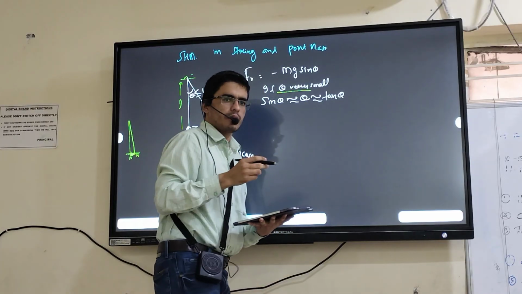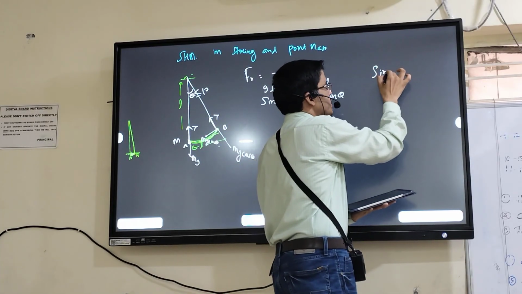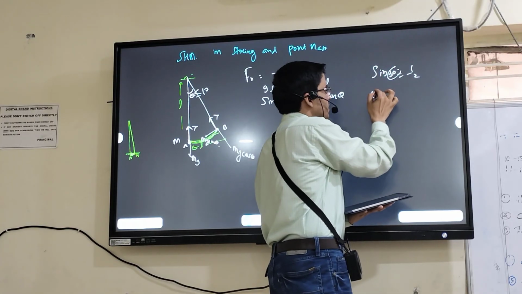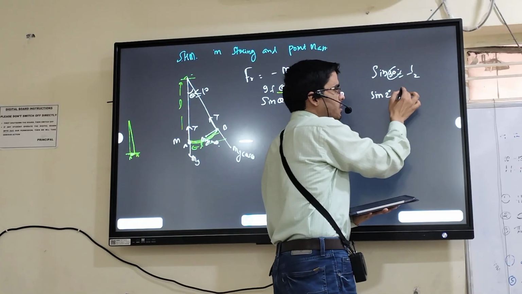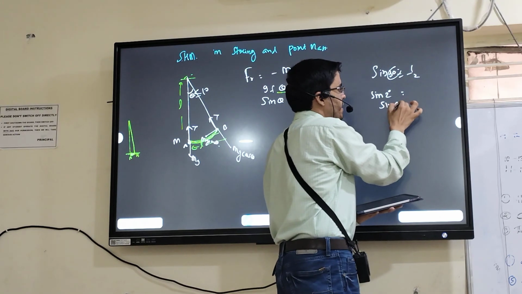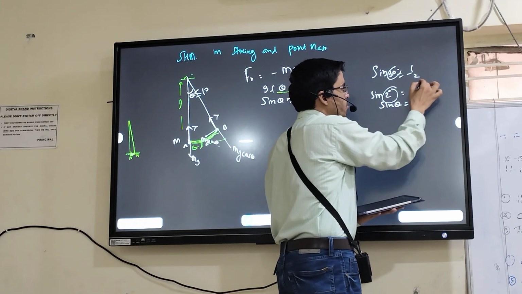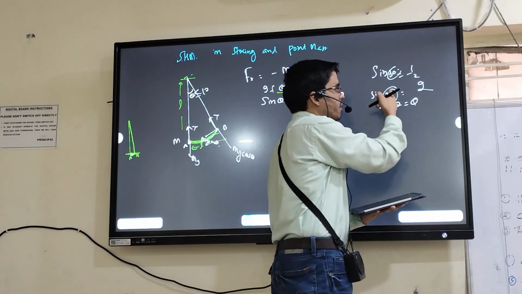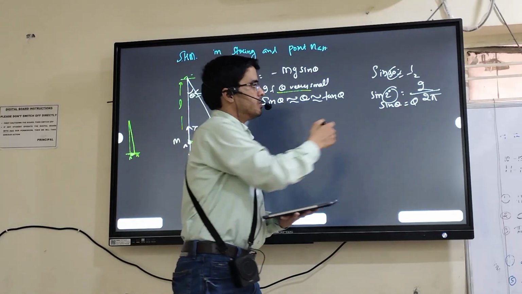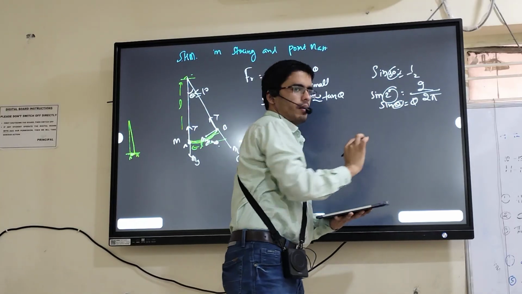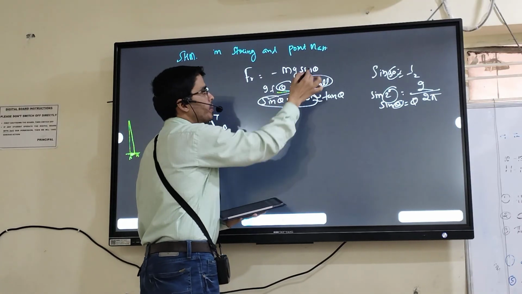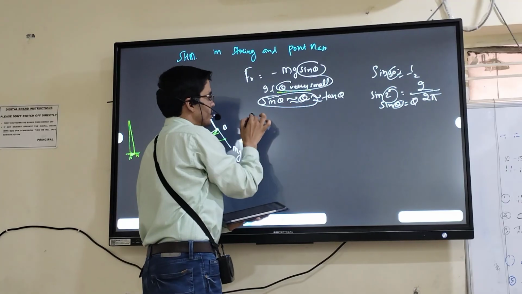Suppose I ask sin 30. What is the value? That is 1 by 2, because 30 is larger. But suppose I ask sin 2 degrees. What is the value? We know sin theta equals theta, so sin 2 is 2. But see, 2 is in degrees, so convert it into radians. Here also the same thing: sin theta equals theta because theta is very small. Now put sin theta equals theta.